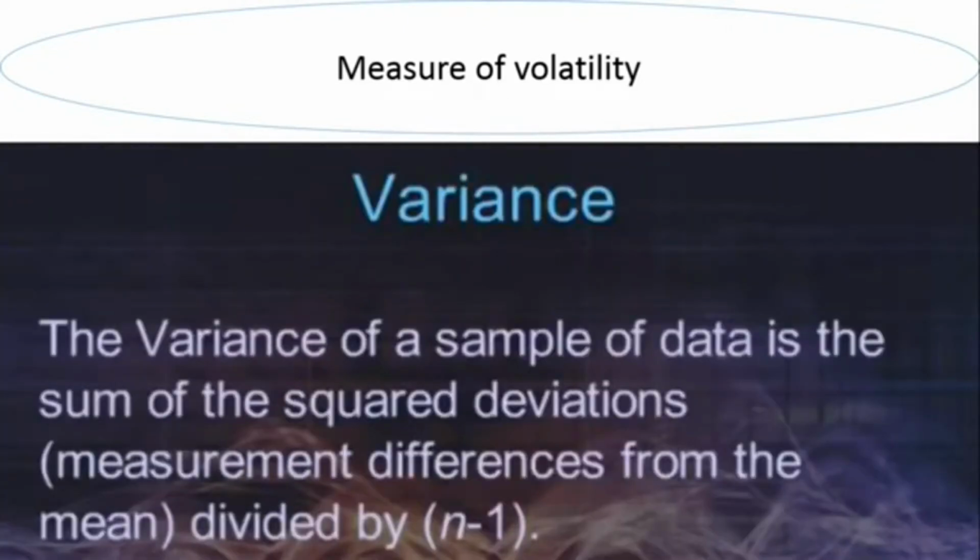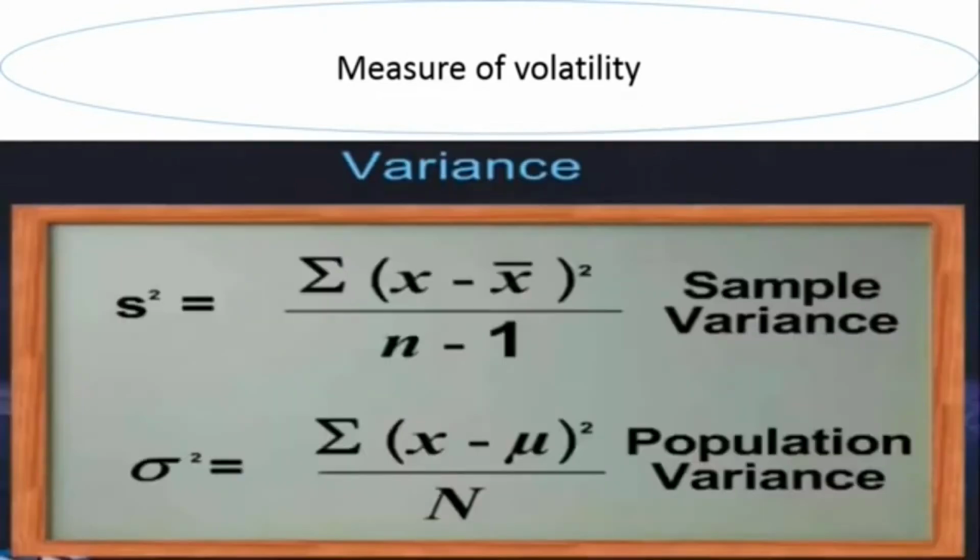Variance is the sum of squared deviations. A squared deviation is the difference between every observation and the mean. And when we divide this sum by n minus 1, you have the variance of your sample. So the measure of volatility shown here is the sum of the squared differences to the mean divided by n minus 1, and the standard deviation of the population is calculated as you see on your screen.